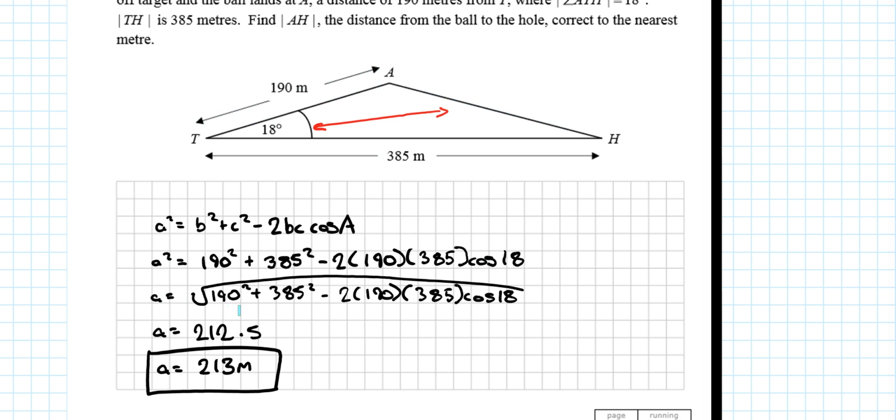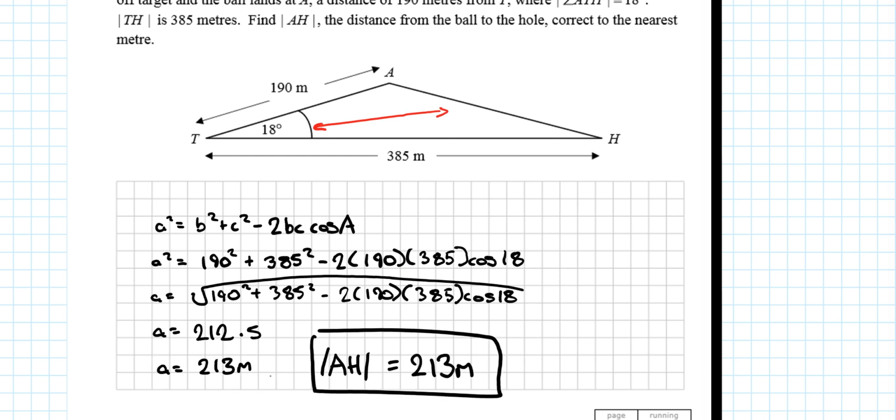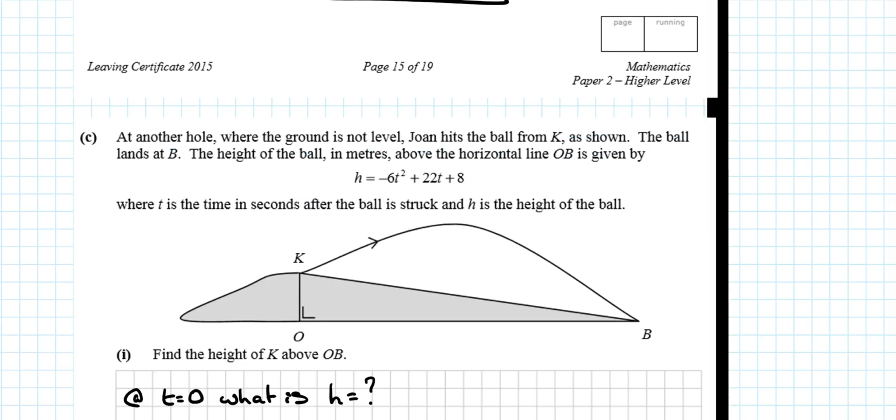You could take your time and go and work this right hand side out before typing it all into your calculator inside a square root. And make sure we answer it correctly. We're looking for AH, which is equal to 213 meters. Next part of the question then.